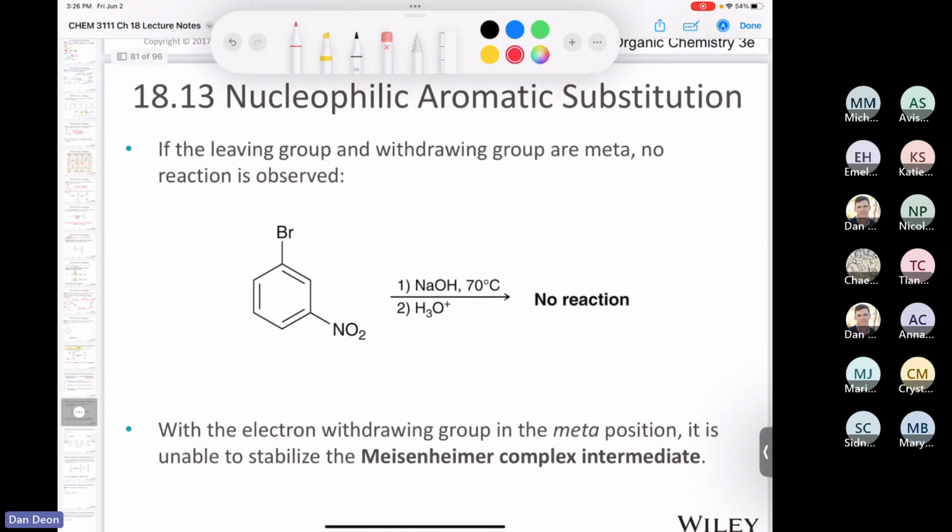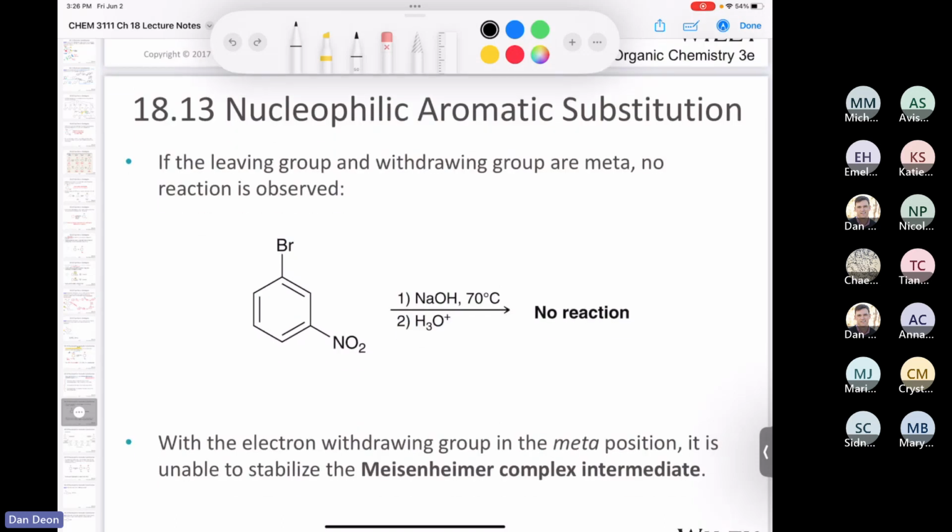So let's take a look. If you try the same kind of thing with your electron withdrawing group at the meta position, nothing happens. It doesn't work. And so what that tells you is that the mechanism is not simply a nucleophilic attack followed by loss of the leaving group. It must be more complex than that. The reason is that it goes through something called a Meisenheimer complex intermediate when the nucleophilic attack occurs on the bromine when you have the electron withdrawing group at the ortho or para position.